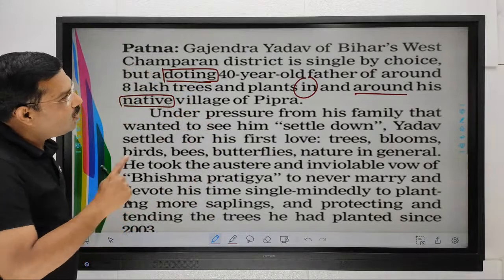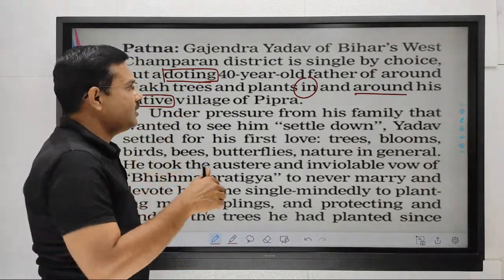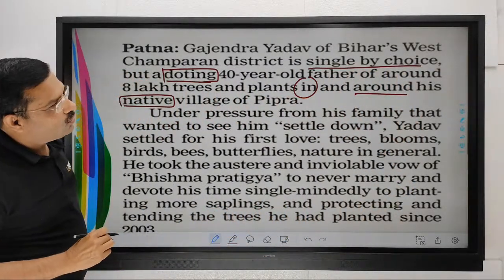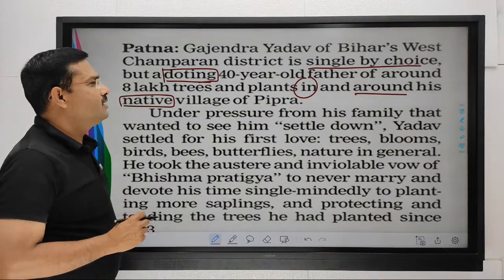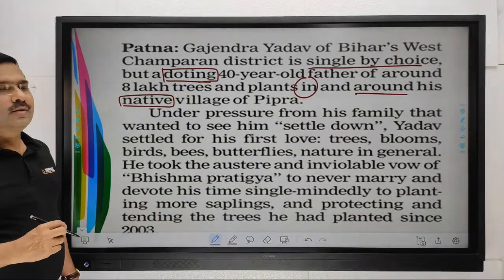So Gajendra Yadav of Bihar's West Champaran district is single by choice. Try to understand the sentence, single by choice. But a doting 40-year-old father of 8 lakh trees and plants in and around his native village of Pipra.